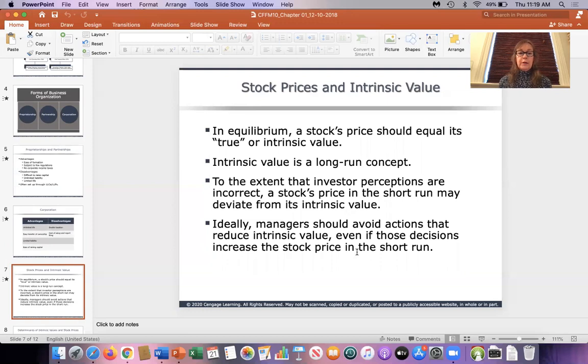Okay, so moving on to the next subject, we're going to talk here about the stock price versus the intrinsic value. Okay, so what we mean by stock price here, this is also called extrinsic value with an EX before it. So what the stock is actually selling for is the extrinsic value. What the stock should be selling for, if it reflected the true value of the firm, is the intrinsic value.